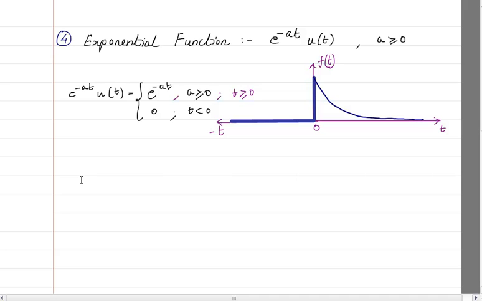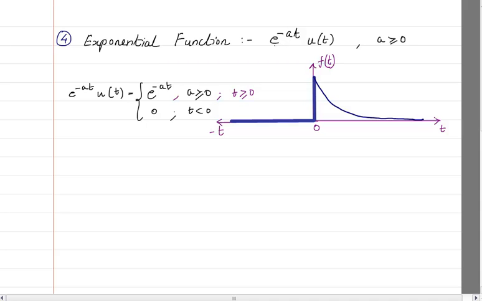Hello students. Next, let us look at the next function that is important, which is the exponential function. The exponential function is e raised to power minus at u of t with a being greater than or equal to 0. That means basically a is having only positive values.